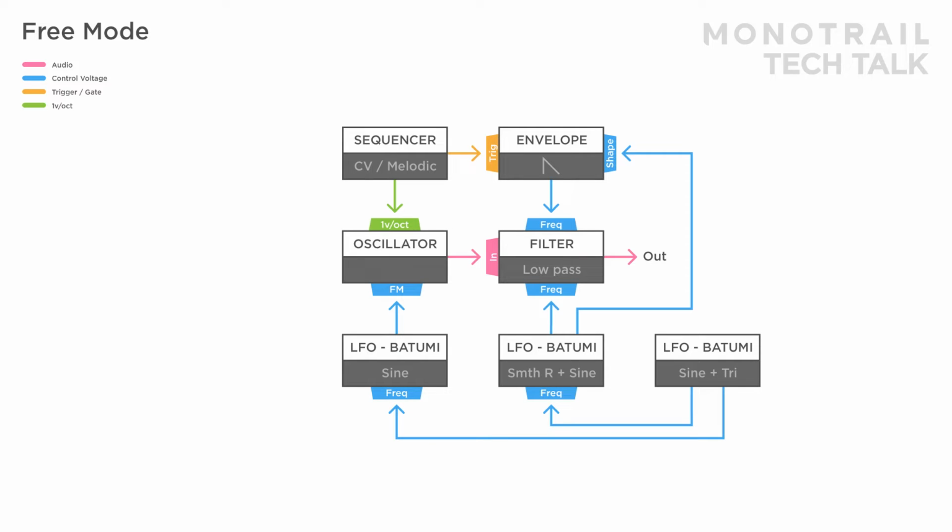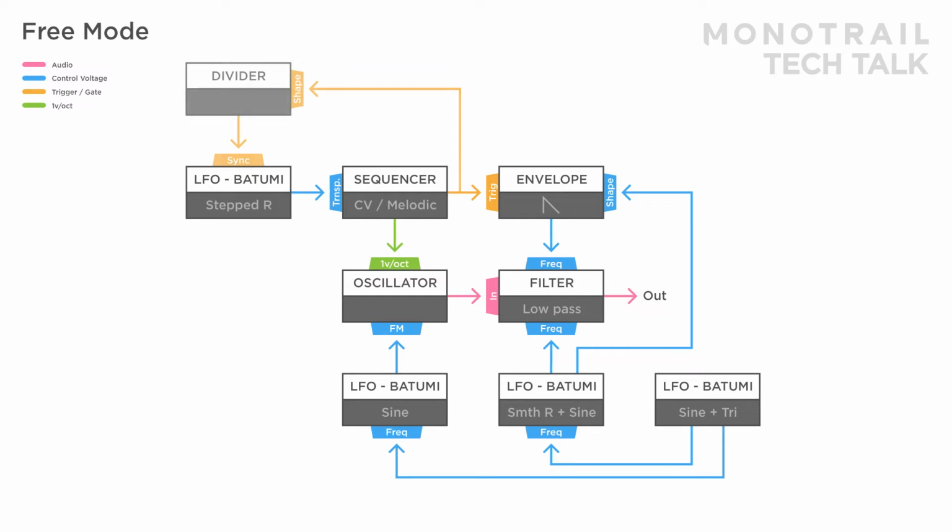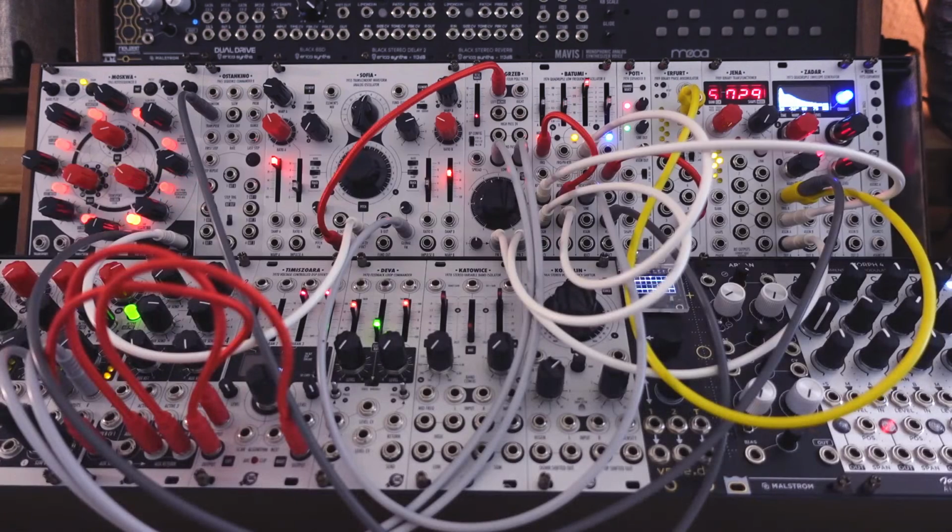Again, a sine and triangle output of one LFO are used to modulate the frequency of two others. The fourth LFO is used in stepped random mode and transposing the sequencer. A copy of the clock is sent through a divider to sync that LFO to the master clock.